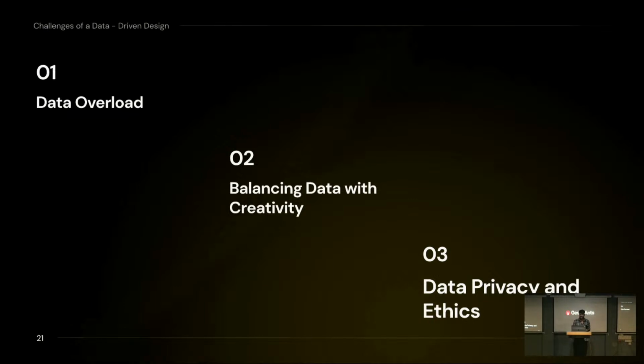The next one is balancing creativity. With the sheer amount of data that you see, it becomes hard to balance creativity, but you should understand that data is not dictating design. It is just part of it, and it should not hinder your creativity.